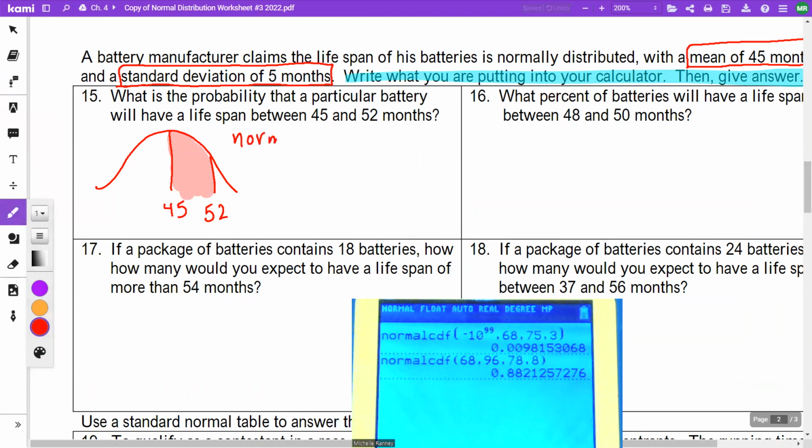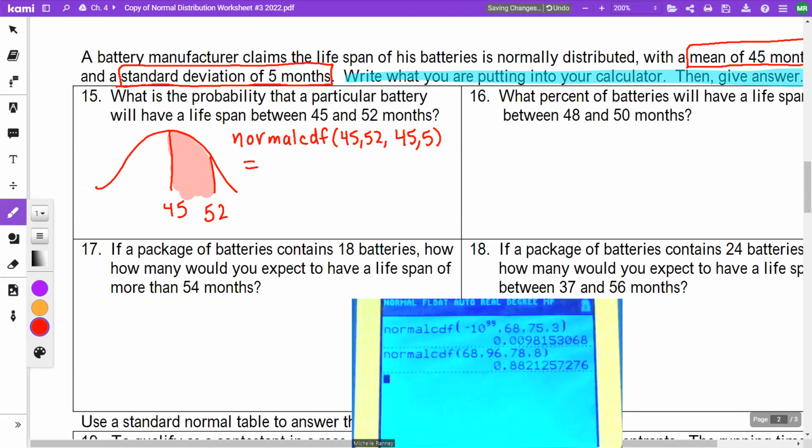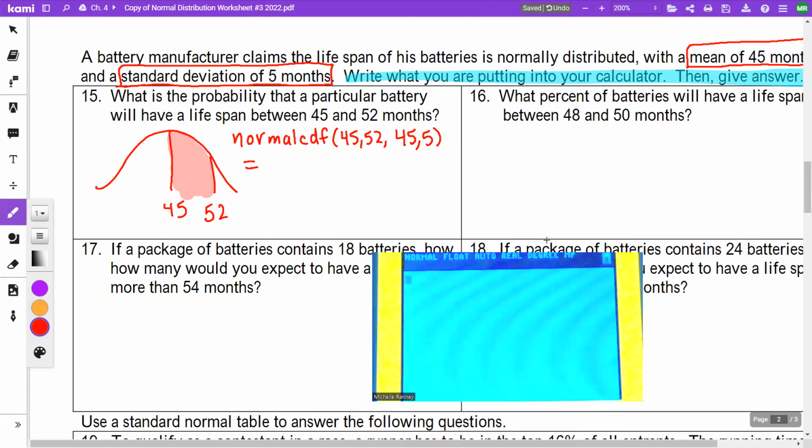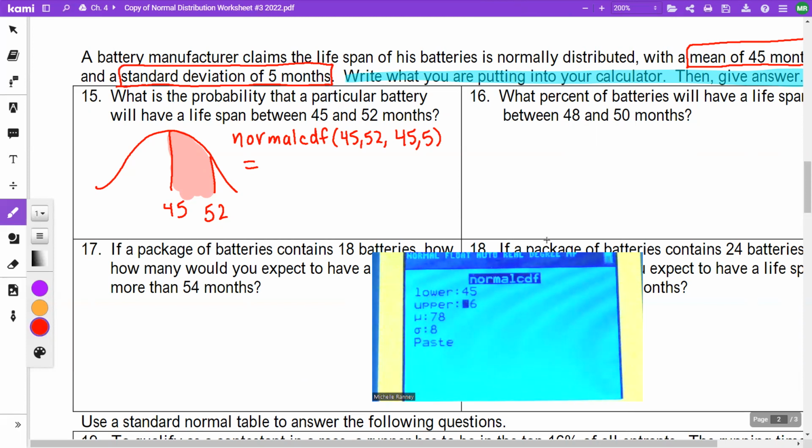So normal CDF, minimum 45, maximum 52. Mean is 45, and the standard deviation is 5. So 45, 52, 45, 5. So we get 0.4192.